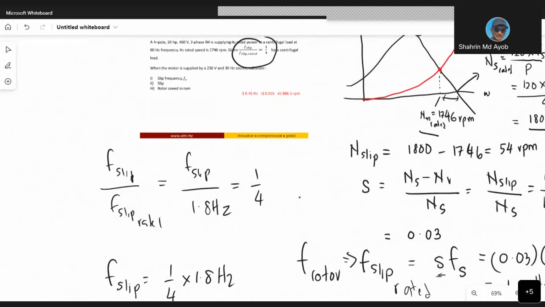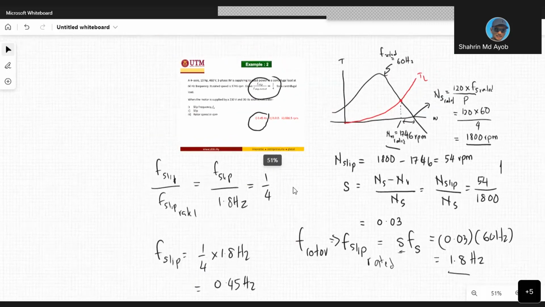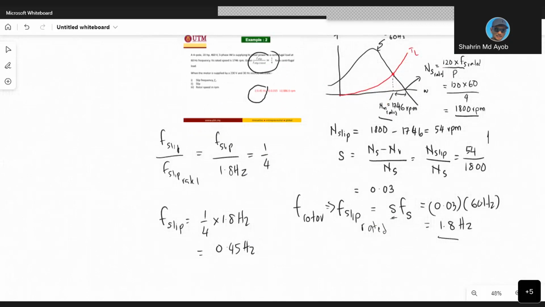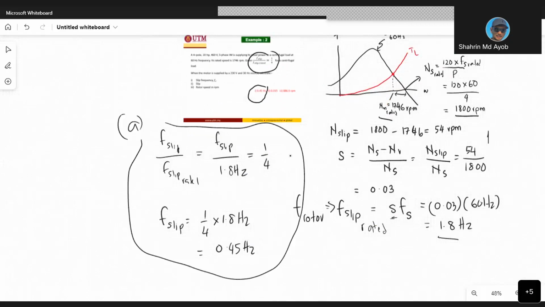Okay, so we obtain the first answer, 0.45. Okay, so this one is your A. Understood. So this one is actually the relationship between F slip and F slip rated. F slip rated we have calculated, which is 1.8 Hertz. So when the supply is 230 volt, the frequency is 30 Hertz. So the frequency slip is 0.45 Hertz.